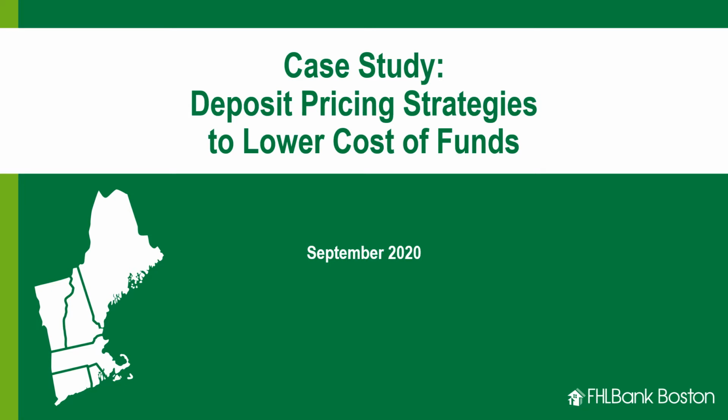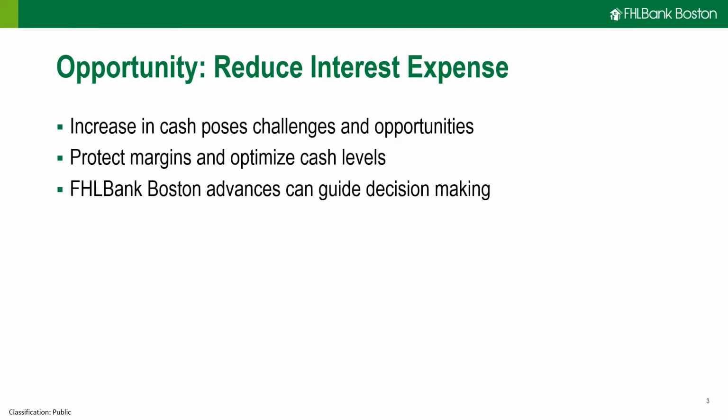Thank you for joining us today for our third edition of our new case study series, this one titled Deposit Pricing Strategies to Lower Cost of Funds. Today, what we're going to do is walk through some of the challenges institutions are facing right now and where we see opportunities to protect against margin pressure as well as optimize cash levels. We're going to focus on deposit pricing and how you can look at retention rates in order to optimize pricing while using the Federal Home Loan Bank of Boston's advance rates as a guide in your decision making.